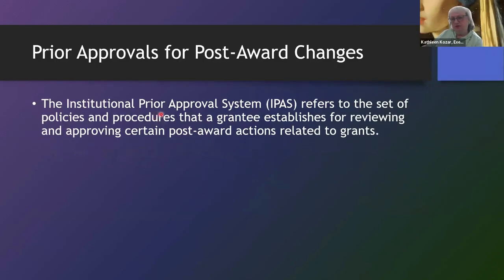The institutional prior approval system refers to the set of policies and procedures that a grantee establishes for reviewing and approving certain post-award actions related to grants. So again, we call this IPAS. For us, that is a request coming from the principal investigator in writing to our office, and we make the determination if we can approve it or if we have to go to the agency, but we document that process.